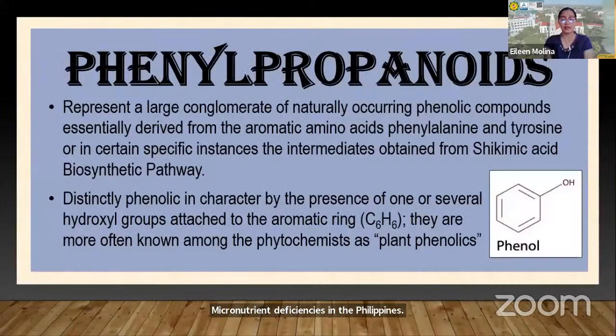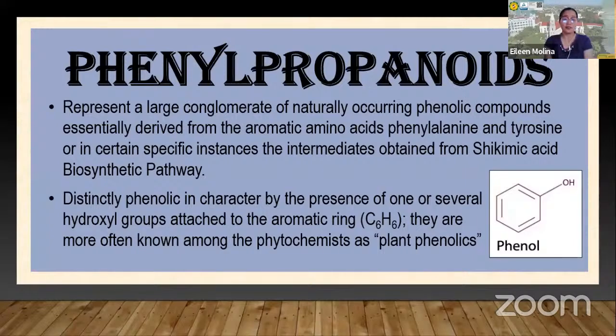All right, so the second class of secondary metabolite is the phenylpropanoids. Phenylpropanoids represent a large conglomerate of naturally occurring phenolic compounds, essentially derived from the aromatic amino acids phenylalanine and tyrosine, and in certain specific instances, the intermediates obtained from the shikimic acid biosynthetic pathway. Distinctively phenolic in character, as you can see, this is the aromatic ring, and there is the presence of one or several hydroxyl groups attached to it.